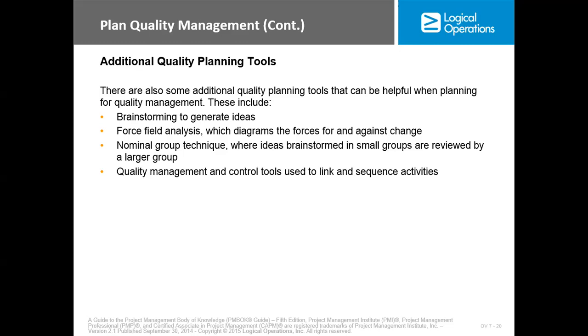There are some additional quality planning tools like brainstorming to generate ideas, force field analysis, which diagrams the forces for and against change. Now, a nominal group technique where ideas brainstormed in small groups are reviewed by a large group. Quality management or control tools are used to link and sequence activities.